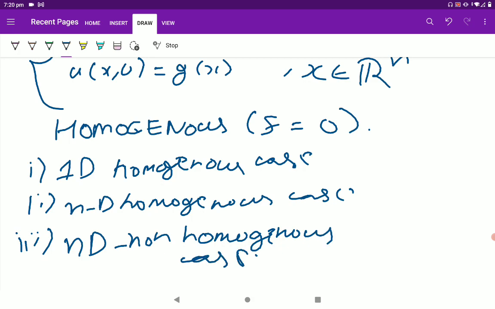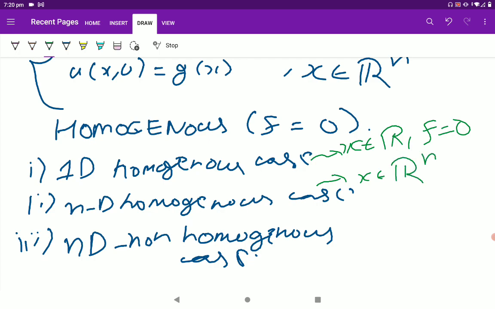So in the one-dimensional homogeneous case, x is an element of the Euclidean space, and here f is equal to 0. In the n-dimensional homogeneous case, x is an element of n-dimensional Euclidean space, and here f equal to 0. And in the non-homogeneous case, x is an element of n-dimensional Euclidean space, and here f is not equal to 0, but it is arbitrary.